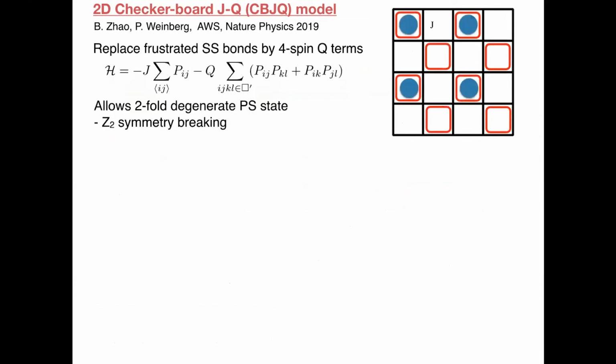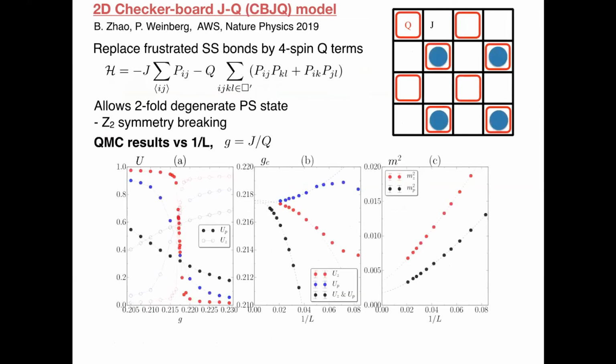So what we studied, again as a designer model, is what we call the JQ4 model, the checkerboard JQ model, where we put these Q terms only on every second plaquette like that. That allows you to have a twofold degenerate plaquette singlet solid. And to make the story short, we see that we have coexisting orders at the transition point: plaquette singlet order and antiferromagnetism. So it looks like a pretty strongly first order transition.